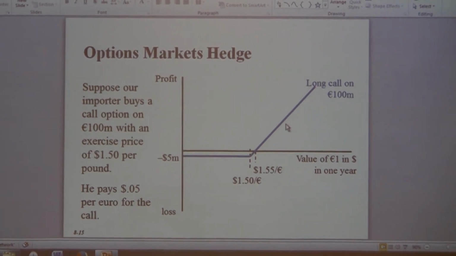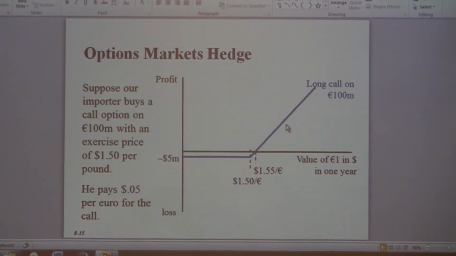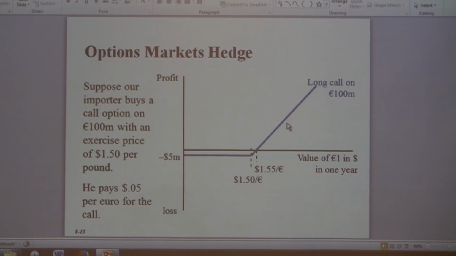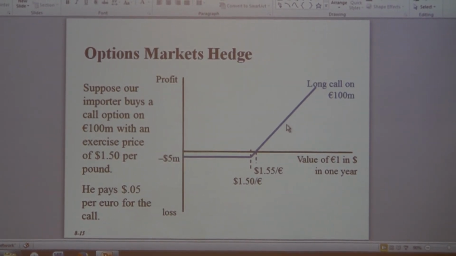So what we are assuming here is that he is buying a call option with a strike price of 150 and the call premium is 5 cents. Okay? So that's what we see here. He pays 0.05 per euro for the call, and he has to make a payment of 100 million euros.